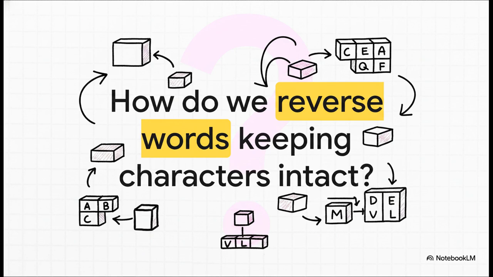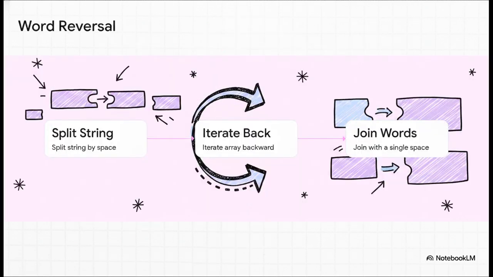Let's put this string logic to the test with a fun little challenge. How do we reverse the words in a sentence while keeping the actual letters inside those words completely intact? For example, turning the string "scalar is best" into "best is scalar". The logic here is beautifully simple. First, we split the original string by its spaces, which turns it into an array of individual words. Second, we iterate through that word array backwards, starting all the way from the last word. And third, we join those words back together, inserting a single space between them.